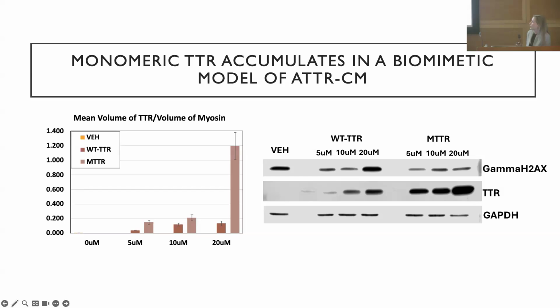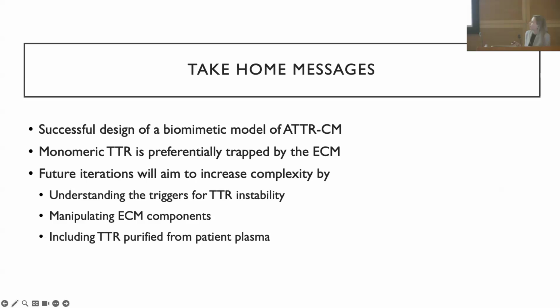So take home messages from this part. So we've designed a biomimetic model of ATTR cardiomyopathy. We've shown that monomeric TTR is preferentially trapped by ECM derived by iPSC cardiac fibroblasts. And then we're looking to increase the complexity of this model to better understand this. So we want to understand what triggers the instability that causes TTR tetramers to fall apart initially. We're planning to manipulate ECM components using CRISPR-mediated gene editing. We also want to include TTR purified from patient plasma.